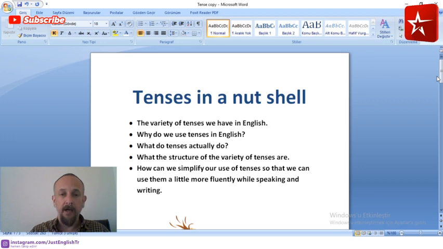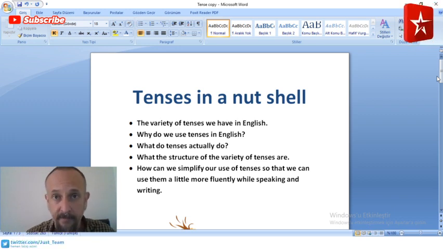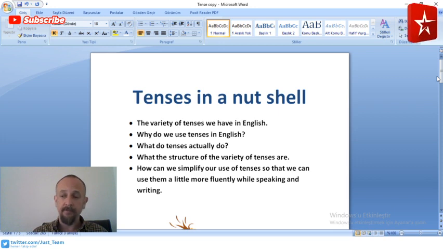So in today's lesson, we'll be looking at the variety of tenses that we have in the English language and why we use these tenses and what these tenses actually do. We'll be looking at the variety of structures that we have. But more importantly, my aim is to somehow simplify this process for you. So when you're talking to a native speaker or to another speaker of the English language, you won't be struggling thinking about what tense you need to use in order to form a sentence so you can have a meaningful conversation.